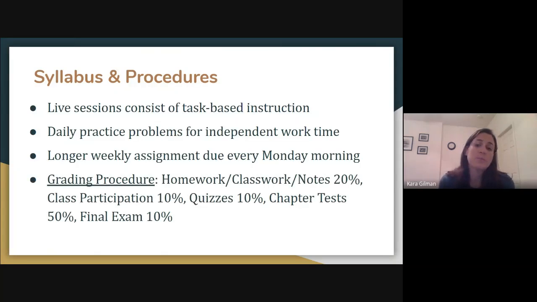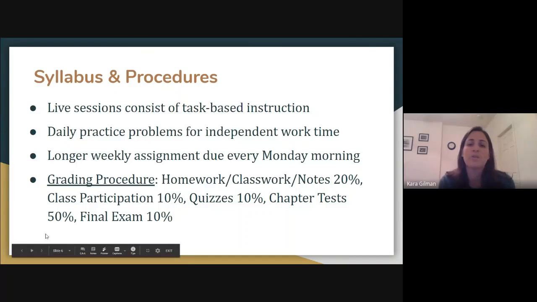This is how the grades break down. The biggest chunk is chapter tests, but the chapter tests right now for this year, we have two parts. There's a multiple choice test, and then there's a chapter project at the end of every chapter that also counts as a test grade. So even though that says chapter tests are 50%, really, it's 25% of multiple choice test and 25% an end of chapter project.